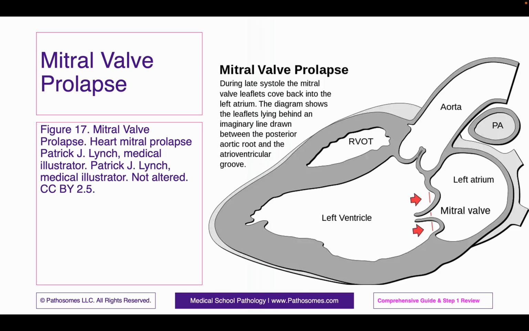we have a cartoon showing what happens in the various cycles. For example, during late systole, the mitral valve leaflets come back into the left atrium. They cave back into there. And this diagram shows the leaflets lying behind an imaginary line drawn between the posterior aortic root and the atrioventricular groove, right? You see that?